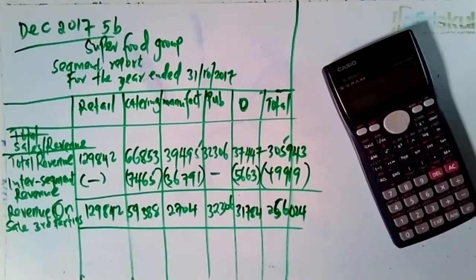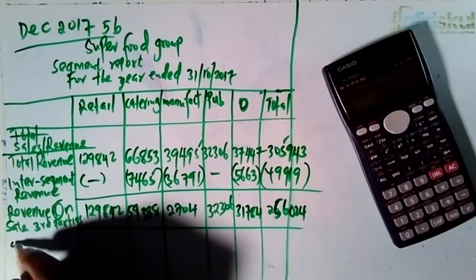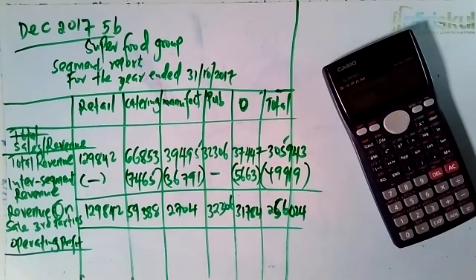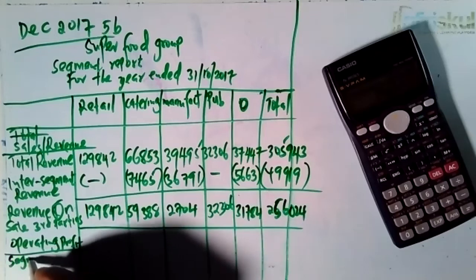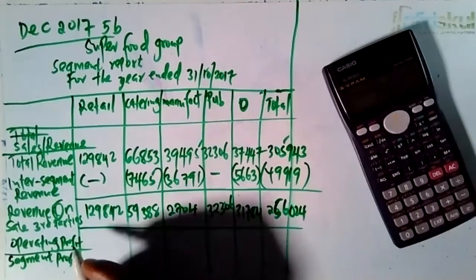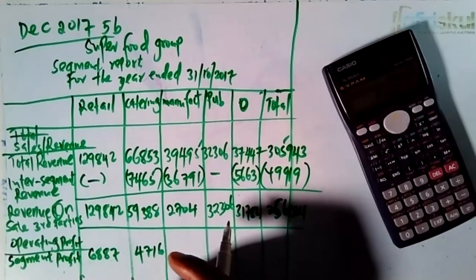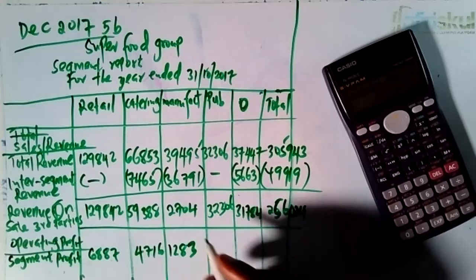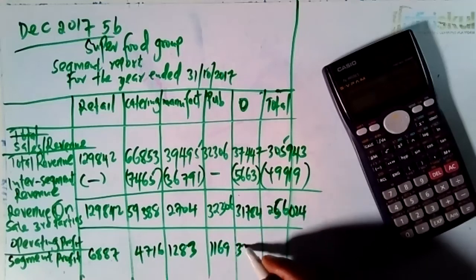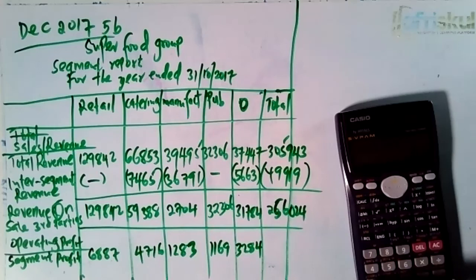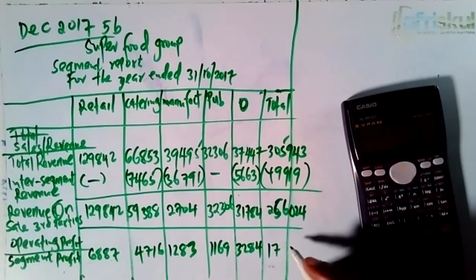Then we talk about profit, which is all about intersegment profit. The next part is operating profit, so we start from the segment profit. You are given operating profit of 68,87, 47,16, 12,83, 11,69, and 22,84. So that is 68,87 plus 47,16 plus 12,83 plus 11,69 plus 22,84, which gives 17,339.